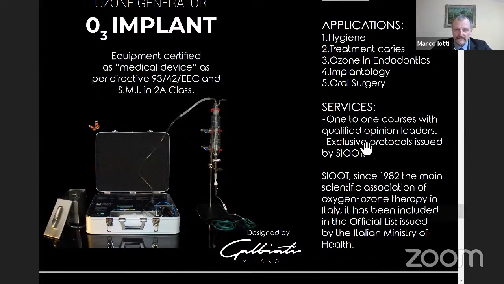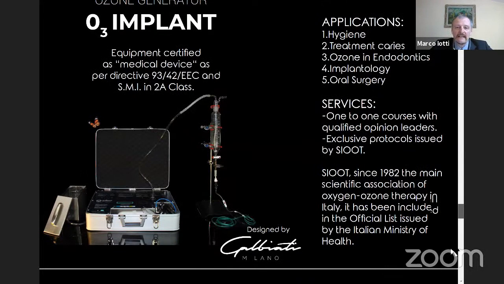Galbiati Services means that we have founded our Galbiati Academy for the use of ozone in dentistry. And we can then provide training courses, one-to-one trainings. We have the right protocol of use for any application. That's absolutely crucial. We have collaboration with CIOT, that is the Scientific Society of Oxygen Ozone Therapy, officially authorized by the Italian Ministry of Health.